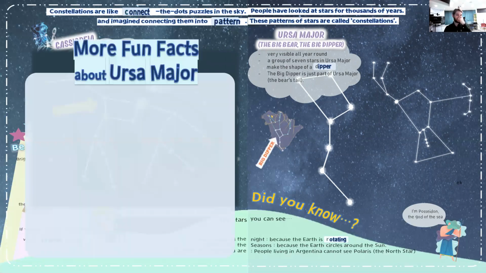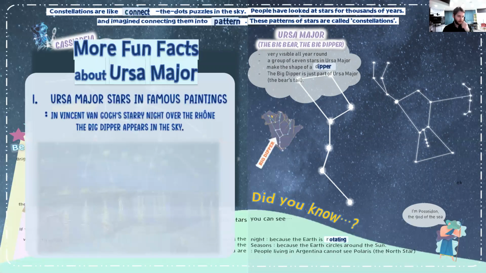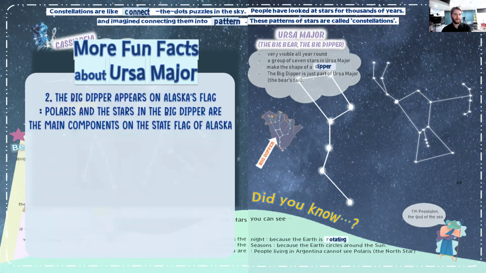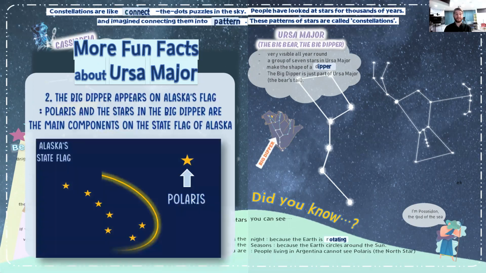Here's some more fun facts about Ursa Major. Ursa Major stars in famous paintings. In Vincent van Gogh's Starry Night over the Rhone, the Big Dipper appears in the sky, and it appears on Alaska's flag. Polaris and the stars in the Big Dipper are the main components on the state flag of Alaska.